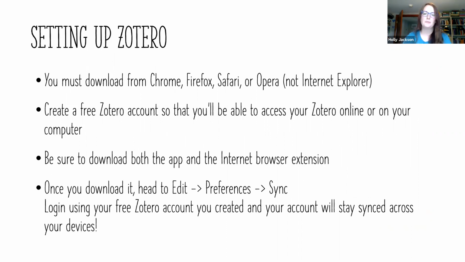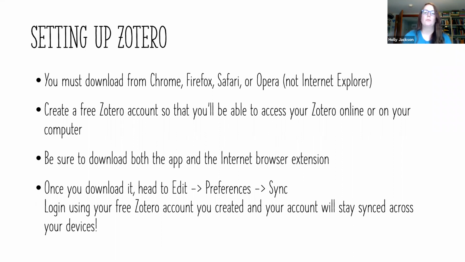So when you set up Zotero, and we'll walk through this a bit, you need to download it from Chrome, Firefox, Safari, or Opera. It's not going to work from Internet Explorer. You'll create a free Zotero account. This is not associated with your Mansfield account at all, but it'll make it so that you're able to access Zotero from the app, from your phone, from any internet browser, wherever you are. It just makes life a lot easier.